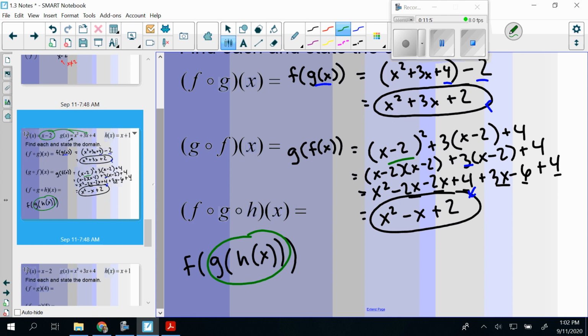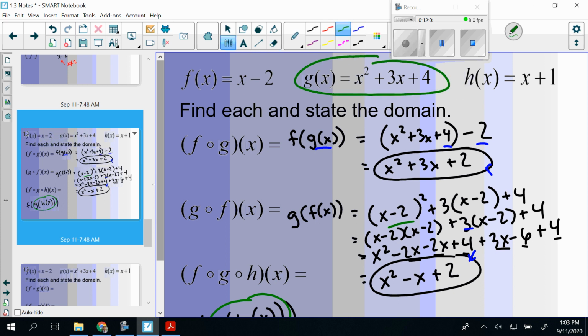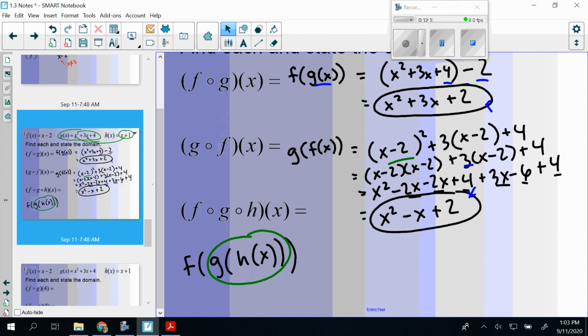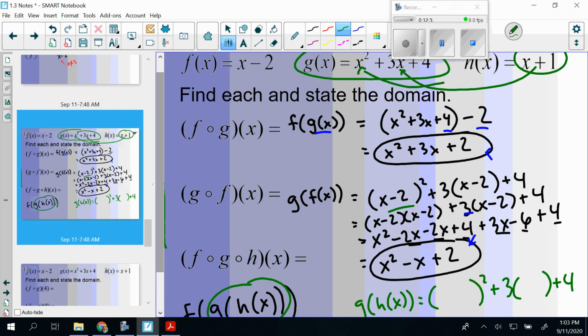So what we're going to do here is start with this one, and then replace any x's there with the function here. So that's going to go in there and go in there. So I'm just going to find that one first. G composed with H here is going to be something squared plus 3 times something plus 4. That something we're putting in is that x plus 1.